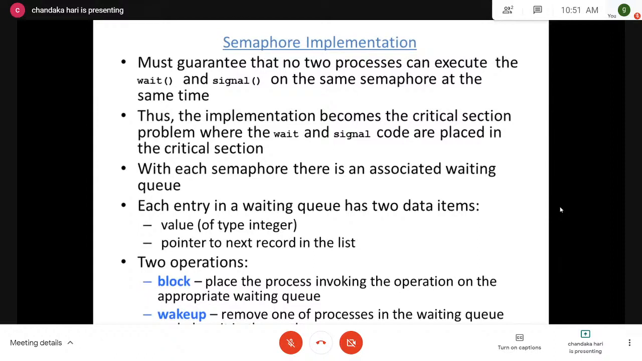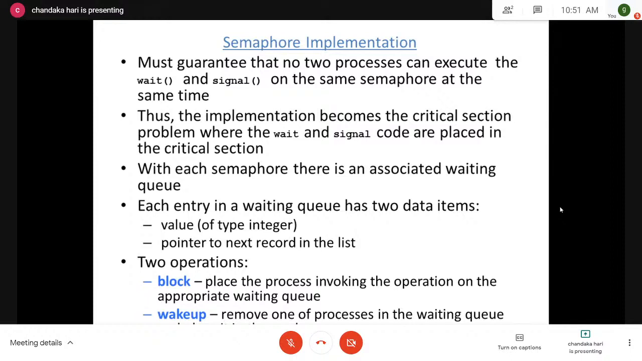Now, coming to the next one, two more operations. We have already seen two system calls, wait and signal. We are also going to see two more system calls called block and wakeup. What are these? Block is a system call that places the process invoking the operation on the appropriate waiting queue. And wakeup removes one process from the waiting queue and places it in the ready queue.